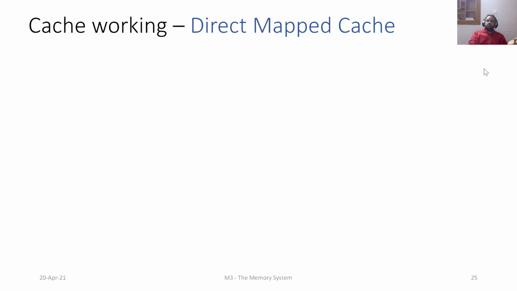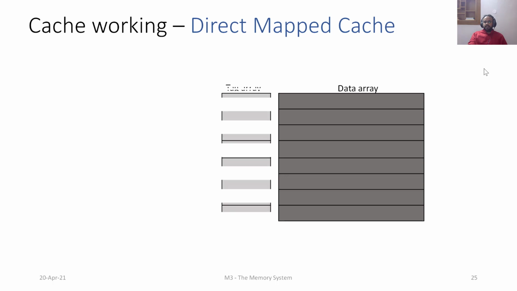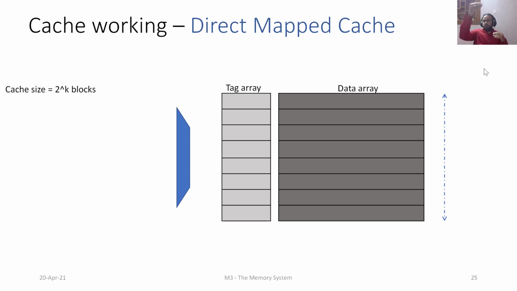Let's take each of the mappings and see how we are going to identify whether a block is there or not. So in a direct mapped cache, we have a single data array and corresponding tag array, right? And to identify one particular set, we need a decoder. Now let's assume that the cache size is 2 power k blocks. It means that there are 2 power k blocks in my data array and tag array. So accordingly, I need k bits to identify one particular set.